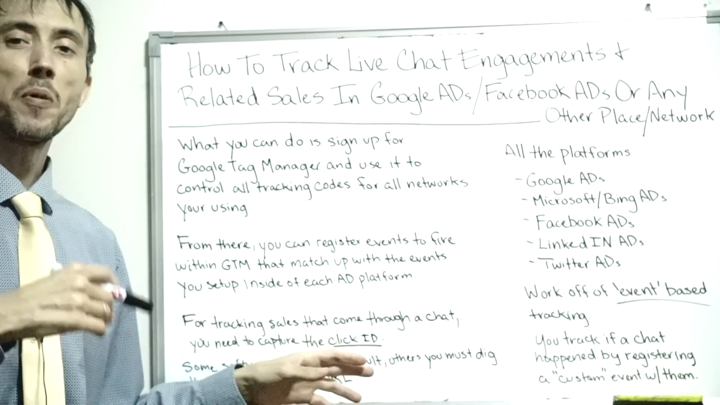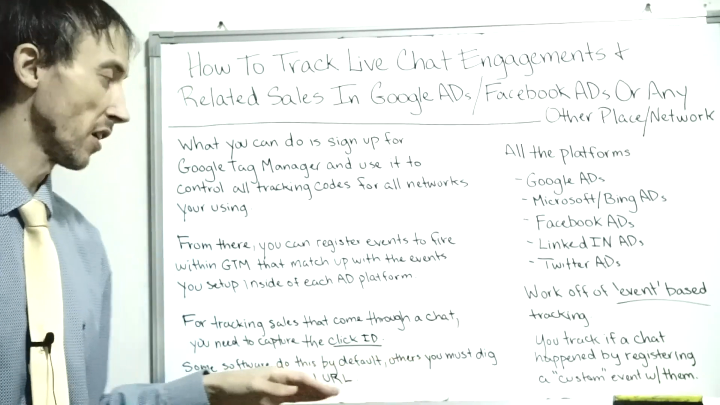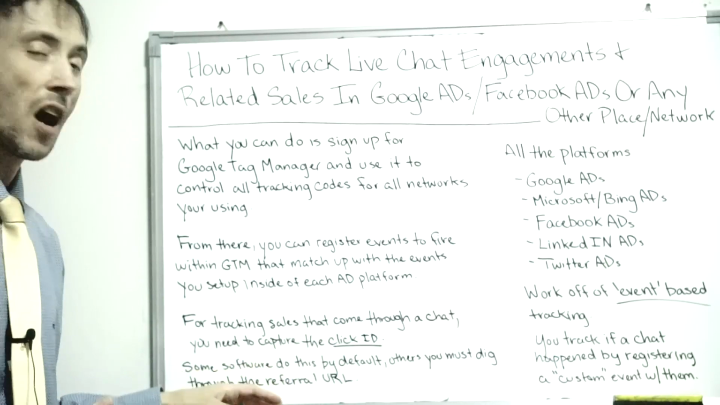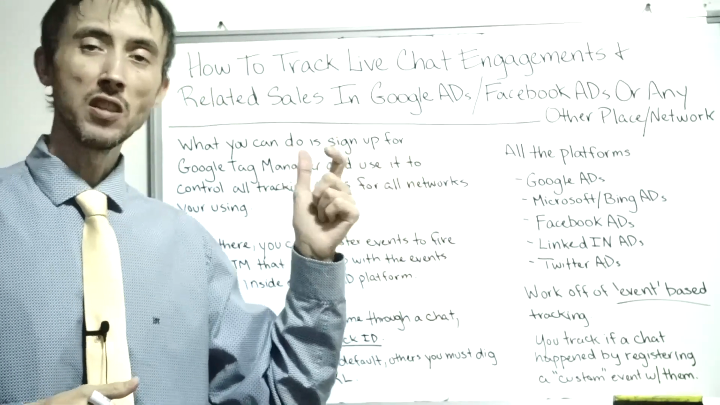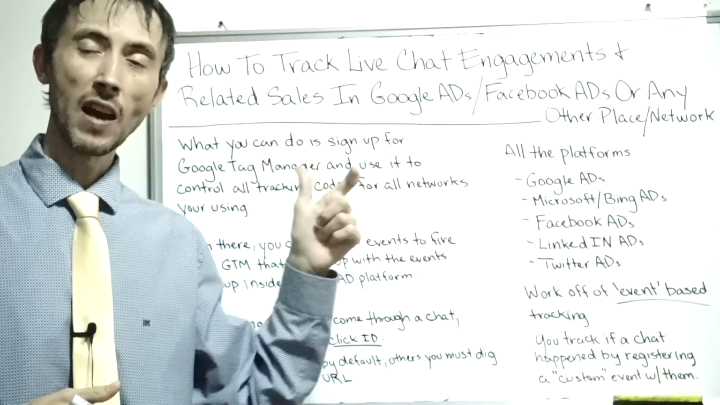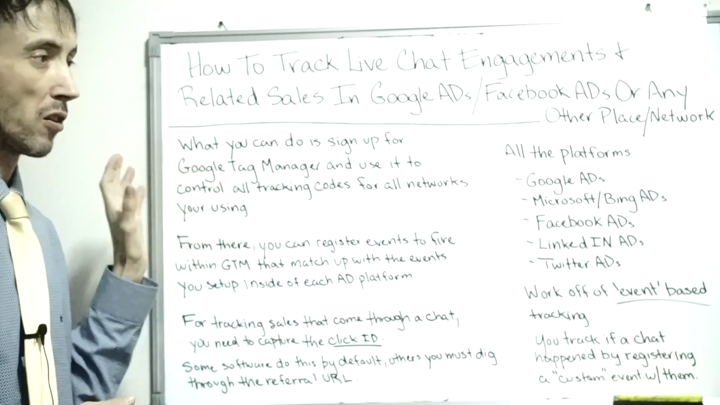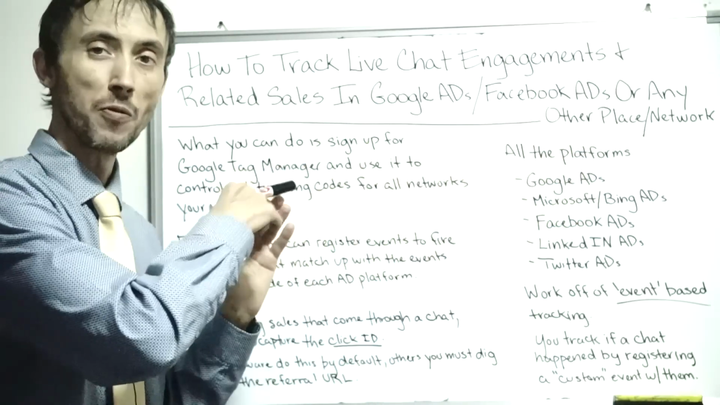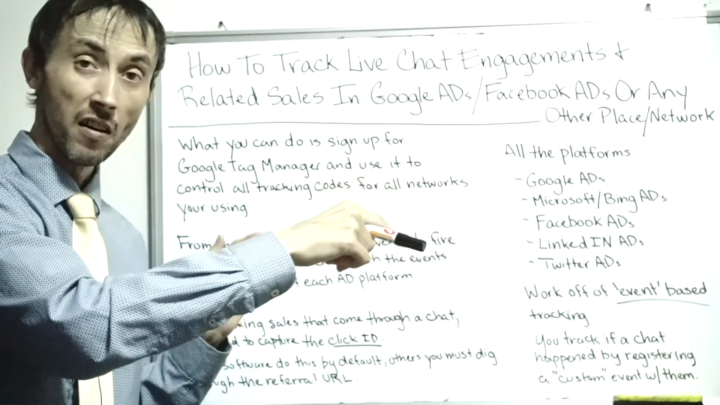Sometimes they'll show up at a spot inside the management area of your live chat software. Other times, what the live chat software will usually do is, each visitor that you chat with, it'll have the referring URL, basically where they came from. And it'll have the full URL. So in the referring URL, you can get the click ID there.